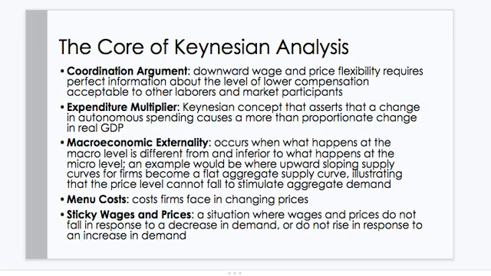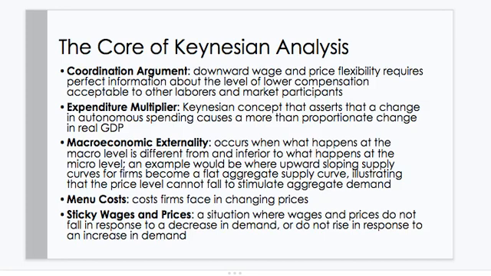Coordination argument. Downward wage and price flexibility requires perfect information about the level of lower compensation acceptable to other laborers and market participants. Expenditure multiplier. Keynesian concept that asserts that a change in autonomous spending causes a more than proportionate change in real GDP.